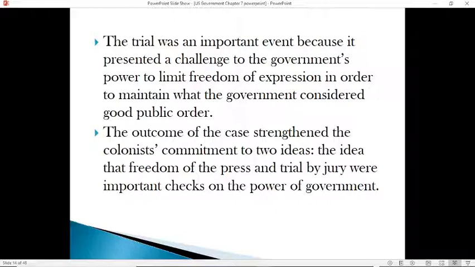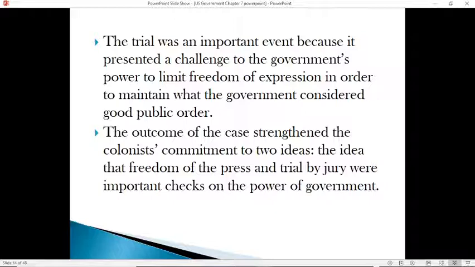So the trial was an event that presents a challenge to the government's power to limit freedom of expression in order to maintain what the government considered good public order. In other words, they didn't want the press stirring the people up. That's what the key was. This is what the governor was concerned about, that it was going to get the people stirred up, that the people were going to come out against him, that it made him look bad, and that he could be replaced as governor. So he wanted to maintain good public order. So he's challenging this freedom of the press to say negative things about a political official.